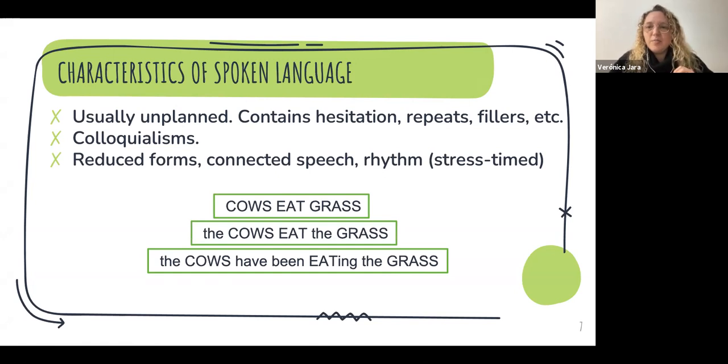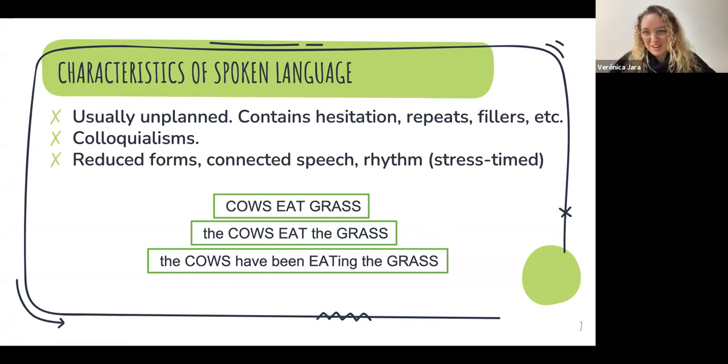What do they have in common? Look at the 3 sentences. What do they seem to have in common? The subject, the object. There are certain words, very good, that appear in the 3 of them, right? And what's different? Do they have the same number of words?